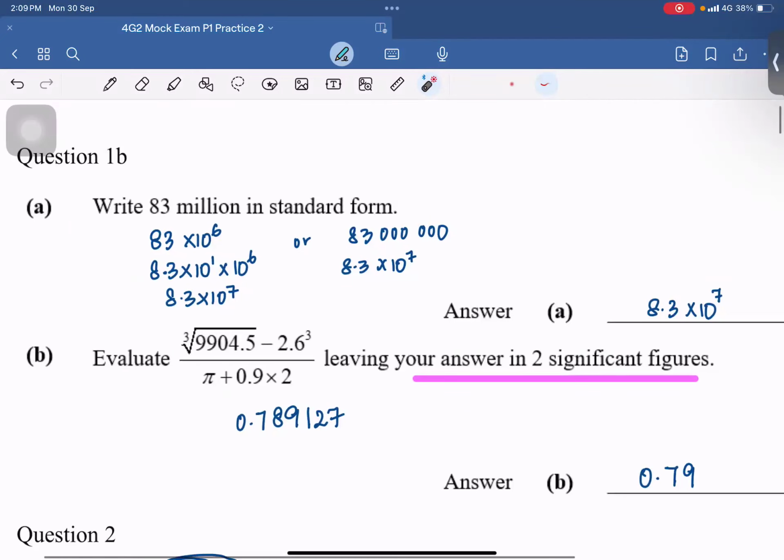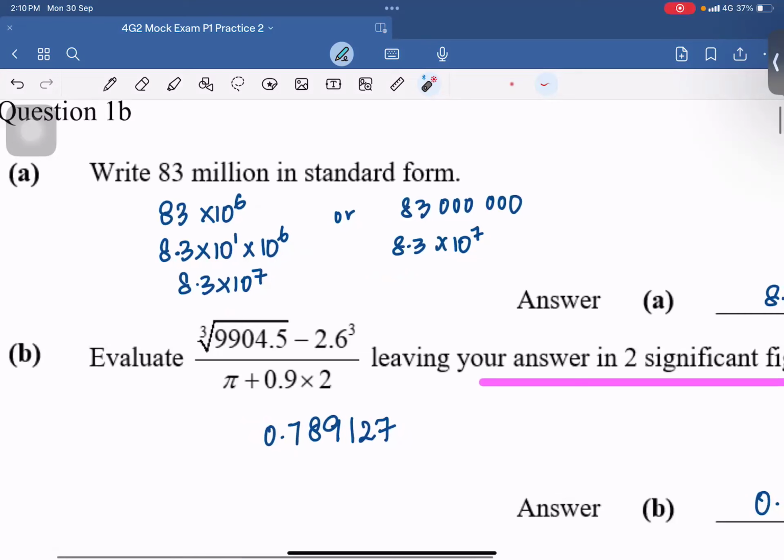Next, I'd like to highlight that in recent test papers, whether in paper 1 or paper 2, this word, million, has often been repeated. So I'm hoping to highlight this so that you know what a million is. Million has 6 zeros, times 10 to the power of 6. But if I write 83 times 10 to the power of 6, the number 83 is not in standard form. So I need to change 83 to a number smaller than 10, which is 8.3.